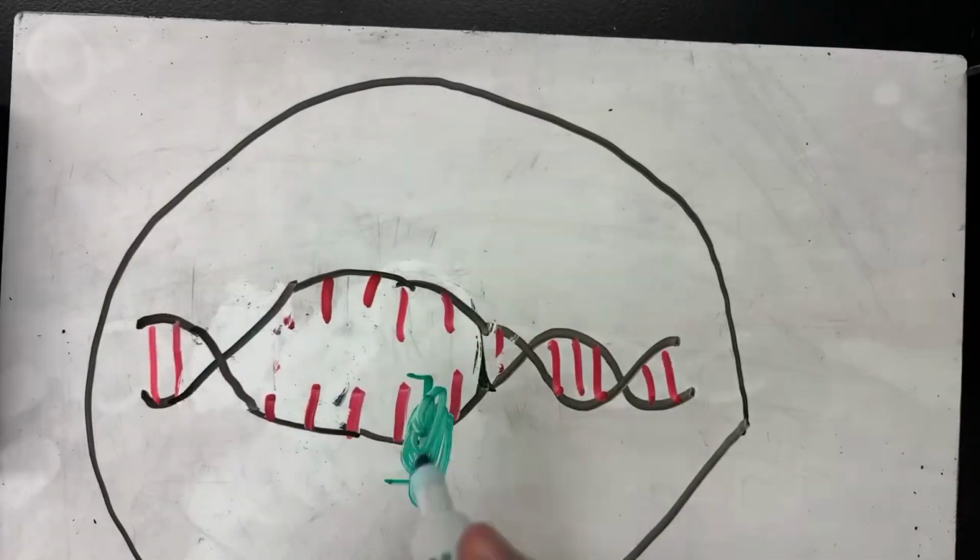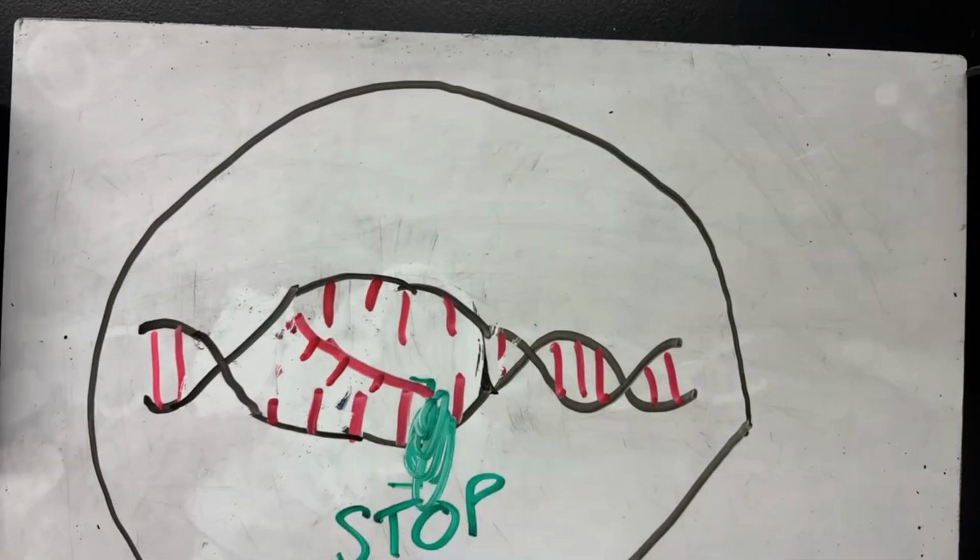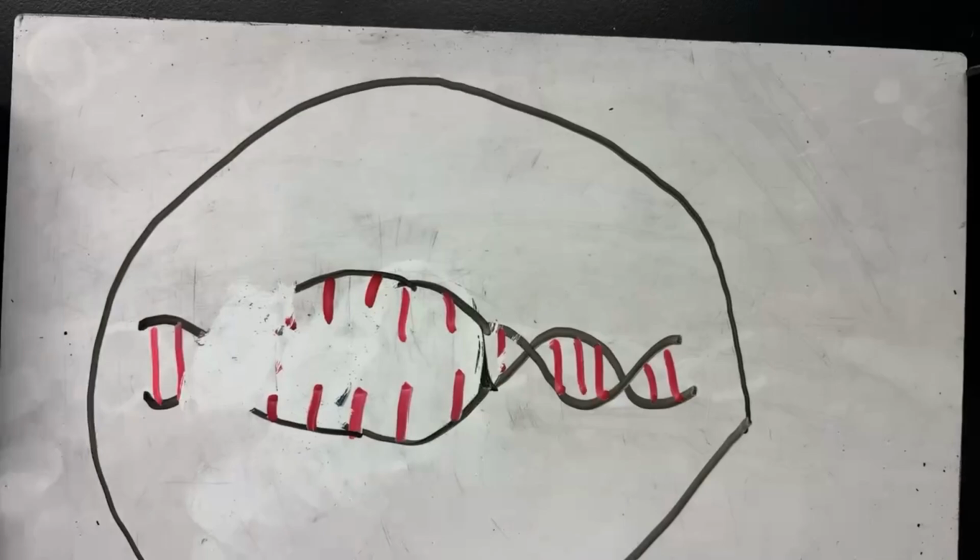Third, as the RNA strand continues to build, it will then stop when it reads a base pair that tells the RNA polymerase to terminate.